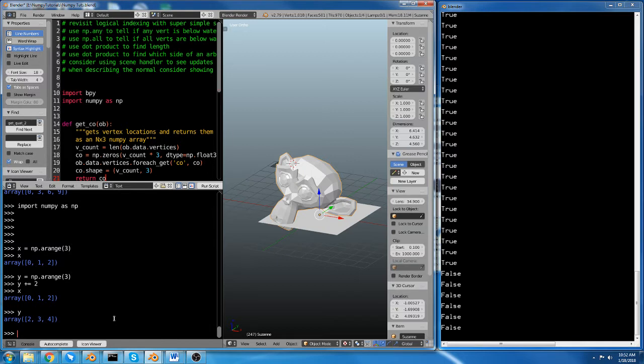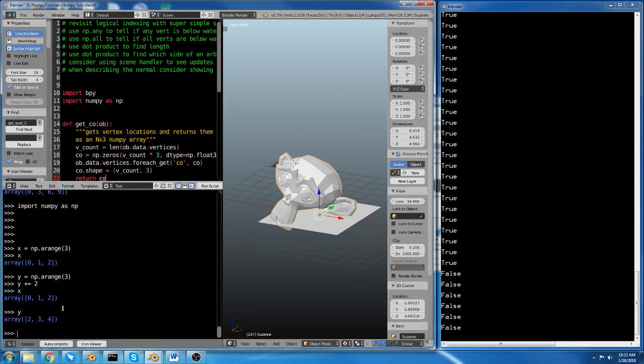To get the dot product, what it does is take the first element in the first array and multiply it by the first element in the second array, the second element of the first by the second element in the second, and so on. So 0 times 2, 1 times 3, 2 times 4. That gives you 0, 3, 8, and then it takes the sum, which is going to be 11.